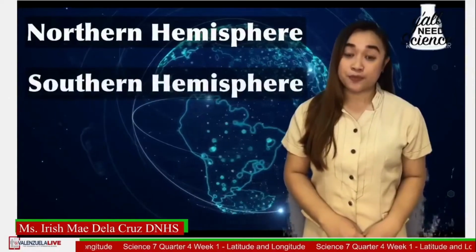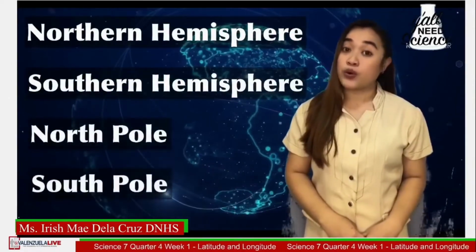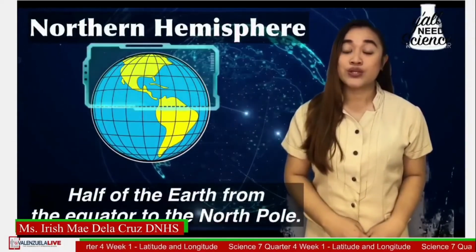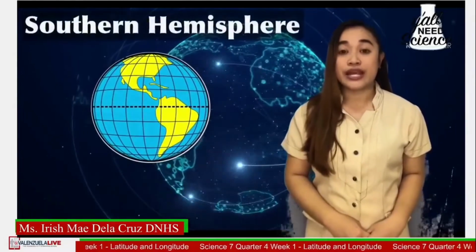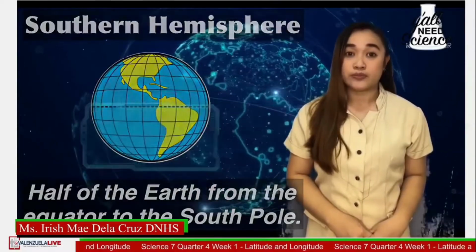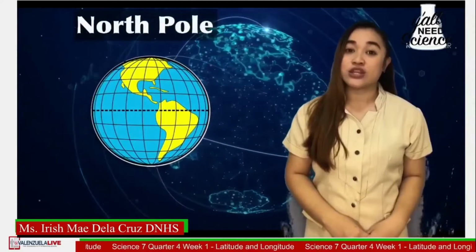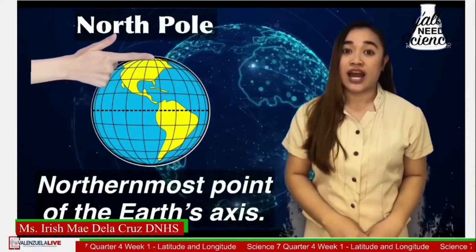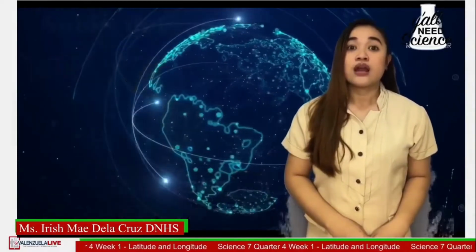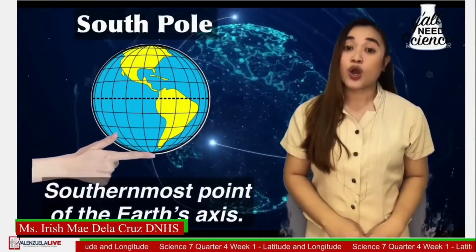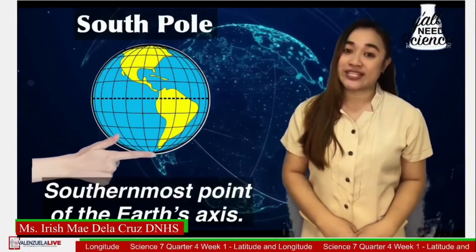We also have the Northern Hemisphere, Southern Hemisphere, North Pole, and South Pole. The Northern Hemisphere is half of the Earth from the equator to the North Pole, while the Southern Hemisphere is half of the Earth from the equator to the South Pole. The North Pole is the northernmost point of the Earth's axis, commonly known as the Arctic region. The South Pole is the southernmost point of the Earth's axis, commonly known as the Antarctic continent.